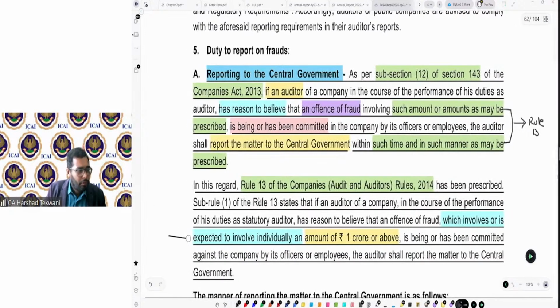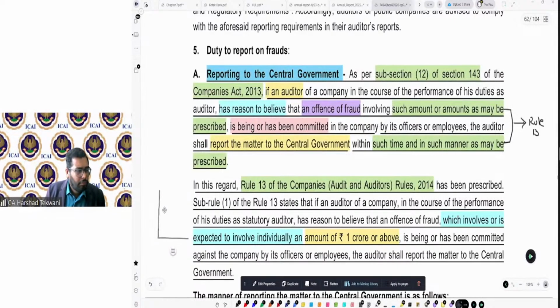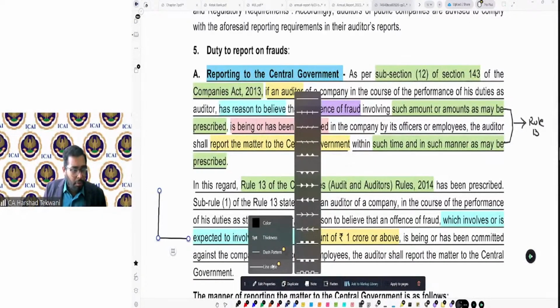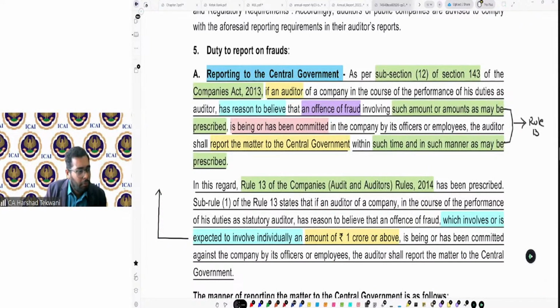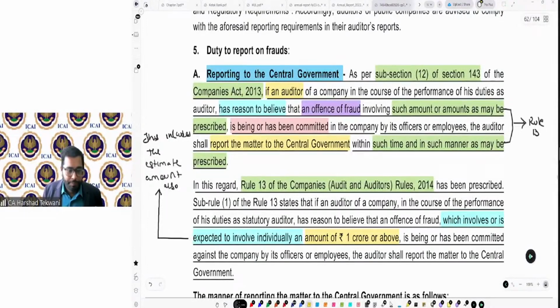So this includes the estimated amount also, because the term expected is used. That's a very important part we need to understand.